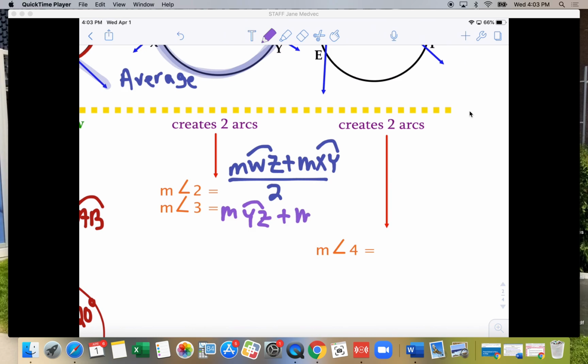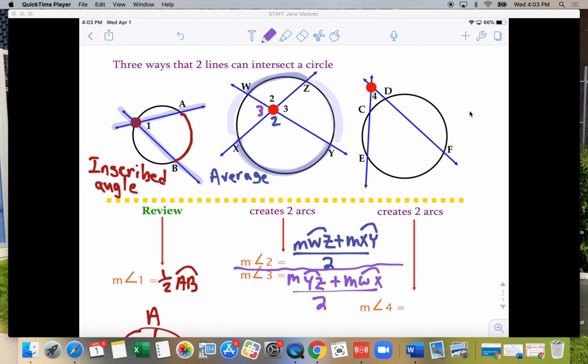I'm going to add the measure of arc WX, and I'm going to divide it by 2. Again, if you think of it as the average, the middle, it's inside, you're going to be better off. But notice that the intersection is not necessarily the middle of the circle. So just to let you be aware.